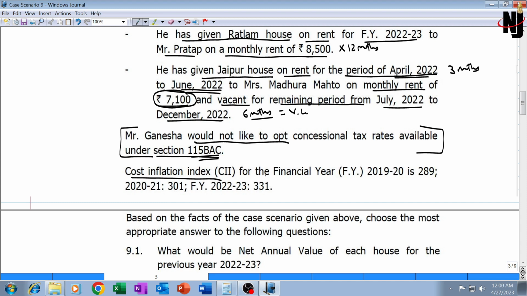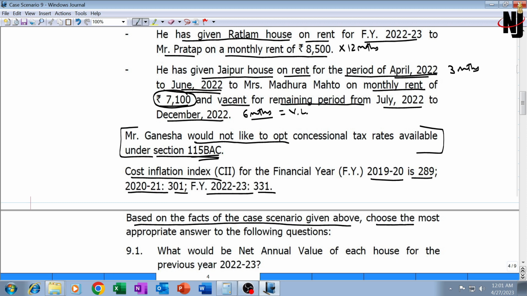Cost inflation indexes for the financial year 19-20 is 289, 20-21 it is 301, 22-23 we know pretty well it is 331. Question is over. Based on the facts of the case scenario given above, choose the most appropriate answer. I am sure we will have to calculate capital gain also on Jaipur house. Therefore, they have given cost indices. One by one we will be calculating. Question theory part comes to an end.